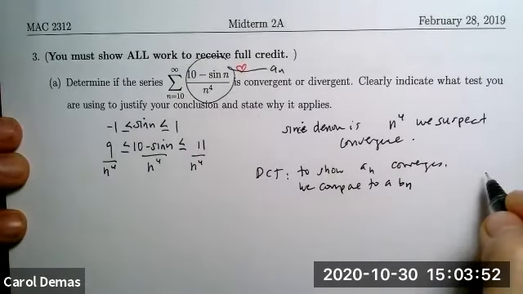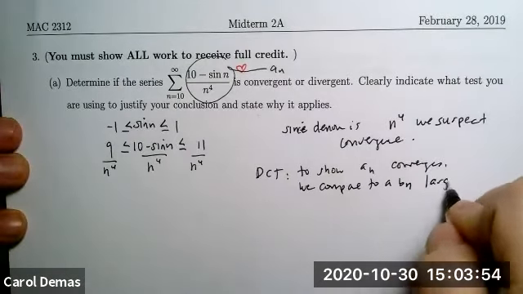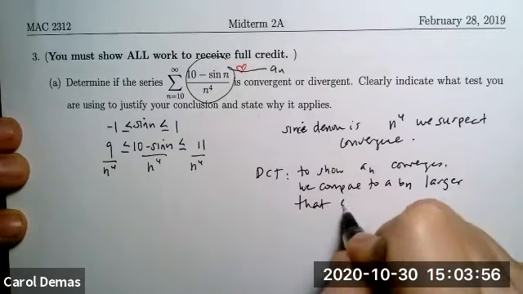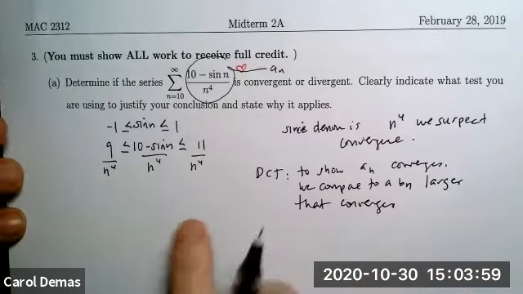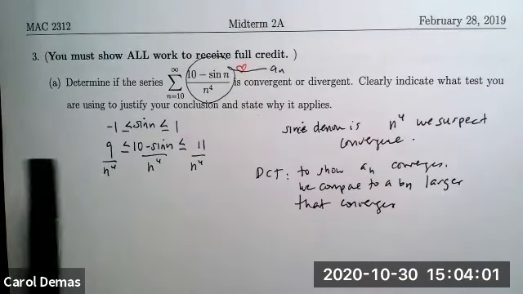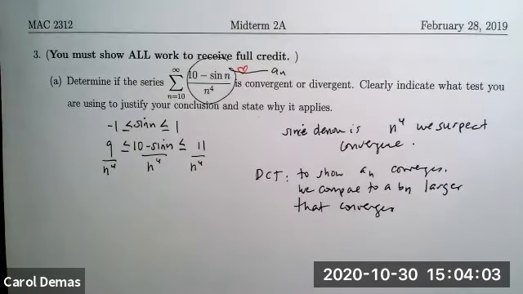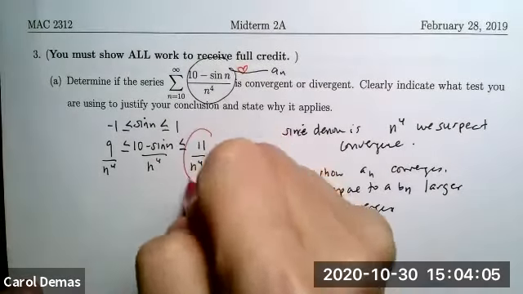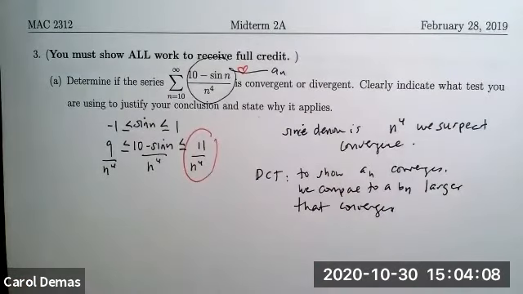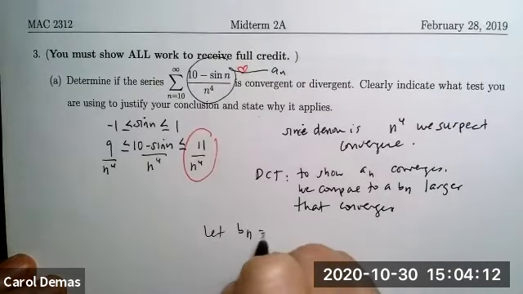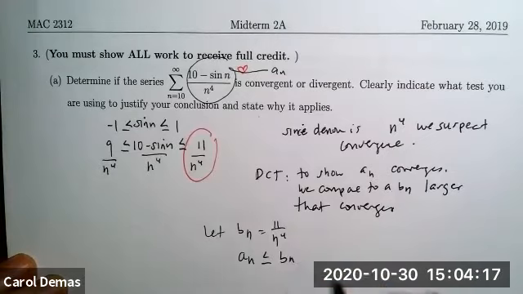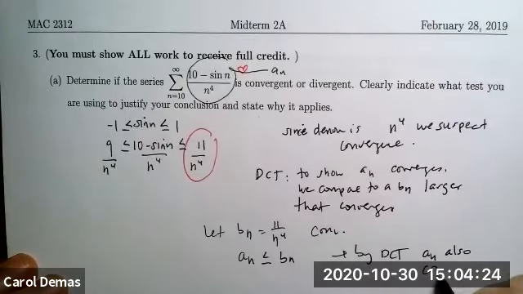So what do we want to pick for our b sub n? 11 over n to the 4th, because that's always going to be bigger and we know it converges. So let b sub n be 11 over n to the 4th, a sub n is less than or equal to b sub n, and b sub n converges. So by the direct comparison test, a sub n also converges.